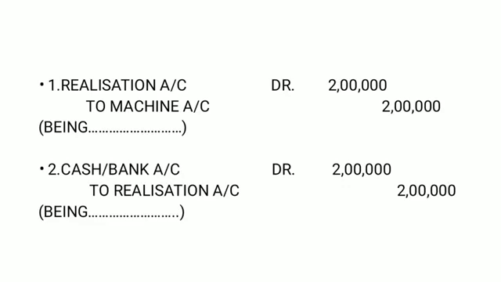The second journal entry is about the realization of machine. This is a common journal entry for the realization of assets. Yes, the journal entry for the sale of an asset is cash and bank account debit to realization account. And the journal entry for payment of liabilities is just opposite to this. It is reversed: realization account debit to cash and bank.